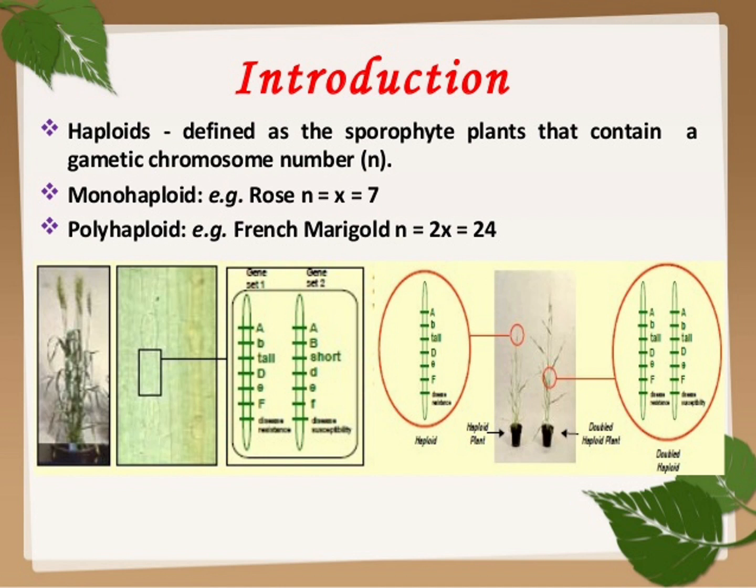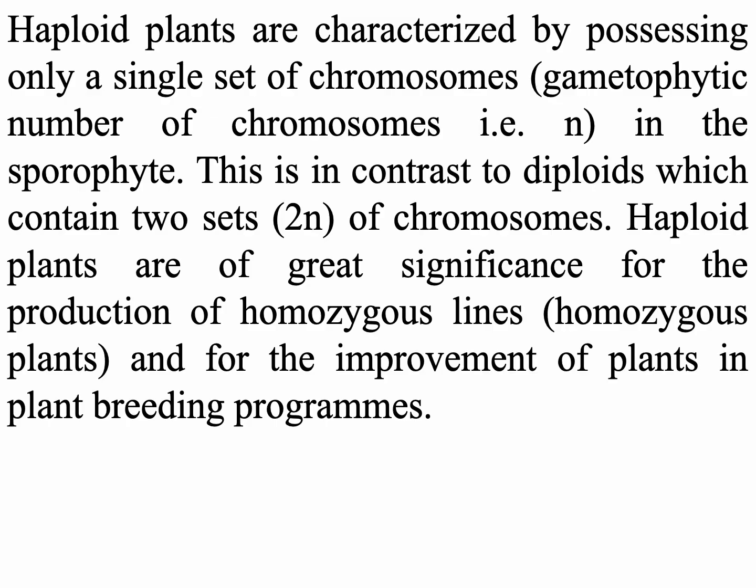Myself Dr. Ankita Singh. Today we are going to give a lecture about haploid plants. Haploid is defined as a sporophyte plant that contains a gametic chromosome number, and the number of chromosomes may be monoploid or polyploid. A haploid plant is characterized by possessing a single set of chromosomes in the sporophyte. This is in contrast to a diploid, which contains two sets of chromosomes.